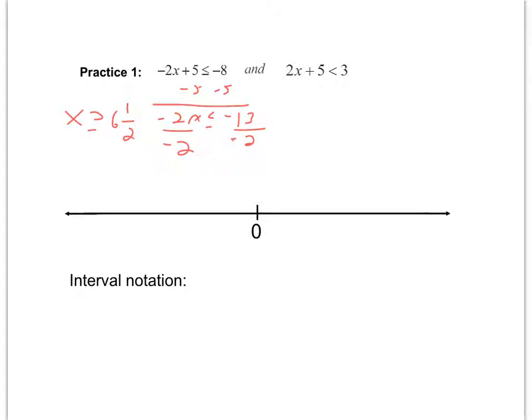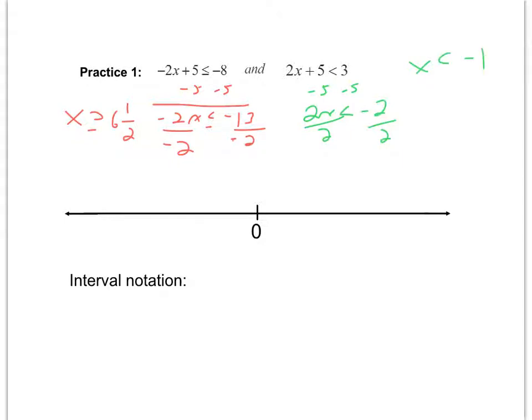Let's look on the other side. I'm going to subtract 5 from both sides. So I have 2x is less than negative 2. Divide by 2. x is going to be less than negative 1.